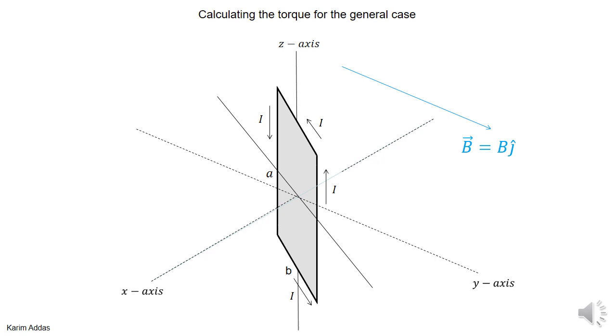Okay, let's try to calculate the torque in the case where the orientation of the loop is not in the YZ plane, but it's rotated with respect to the Z. It's rotated about the Z axis a certain angle, so it's no longer in the YZ plane. Will the torque be the same or will it be different?